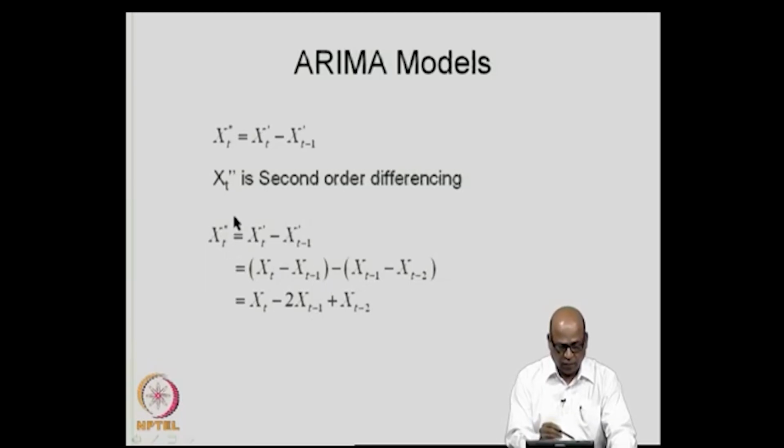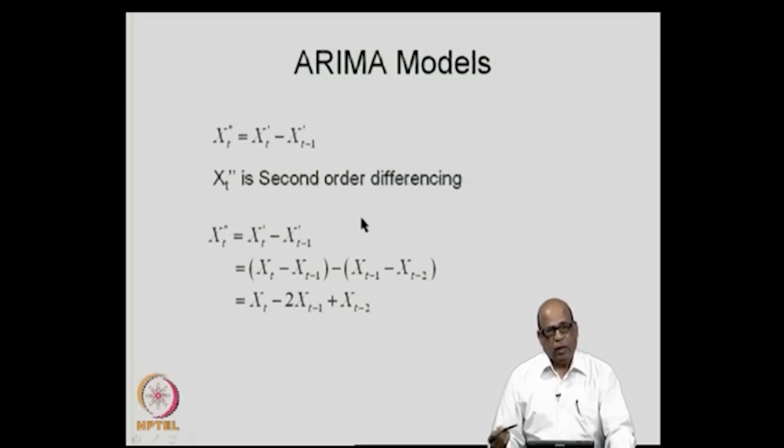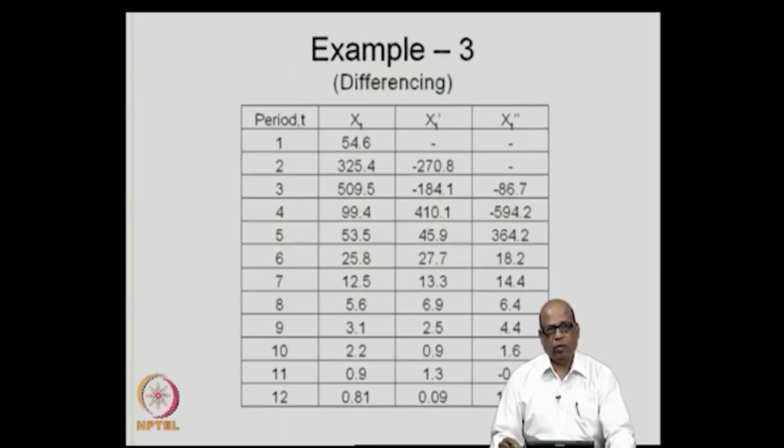So, x double dash t, which is the second order differencing, can be written as x t minus 2 x t minus 1 plus x t minus 2. Like this you can carry on to the third order differencing, fourth order differencing etcetera. In general, in most hydrologic applications where we are using autoregressive moving average type of models, we go typically up to the second order differencing, not more than that. Let us look at one example here.